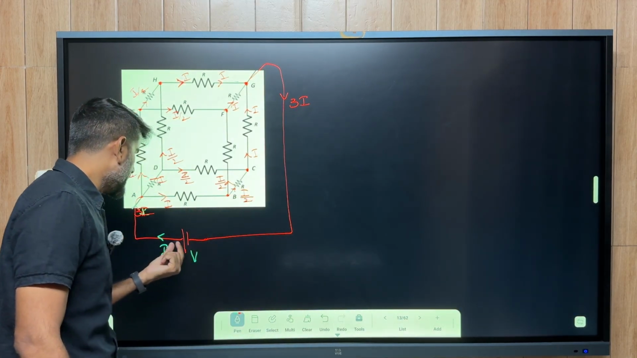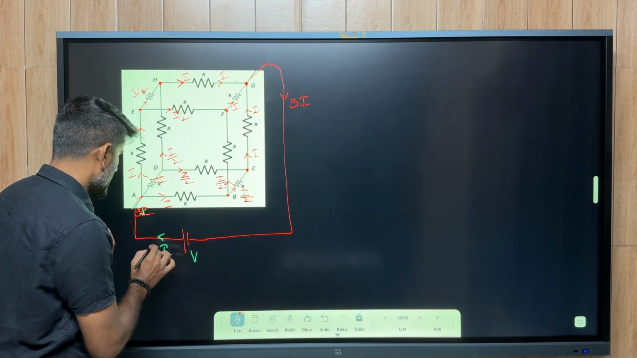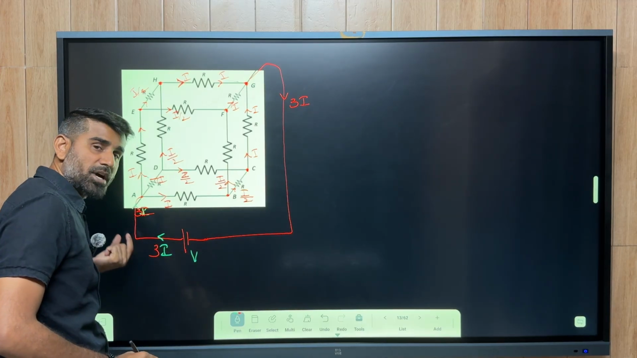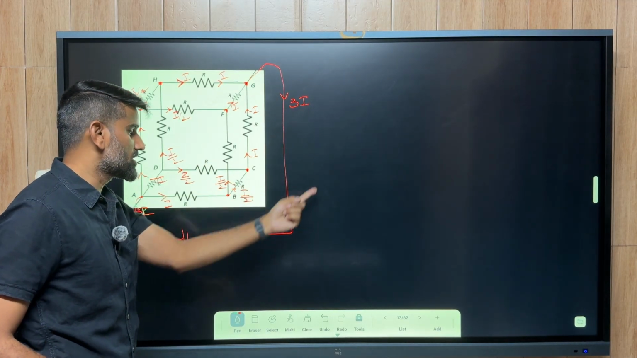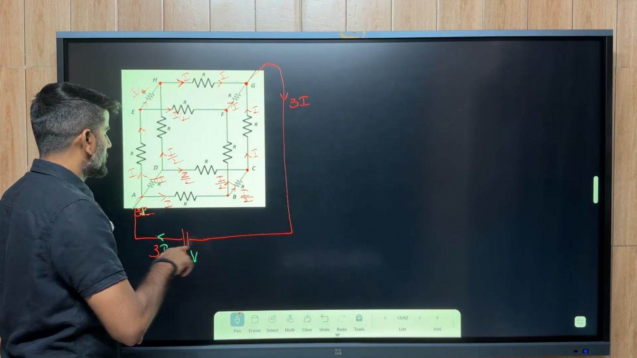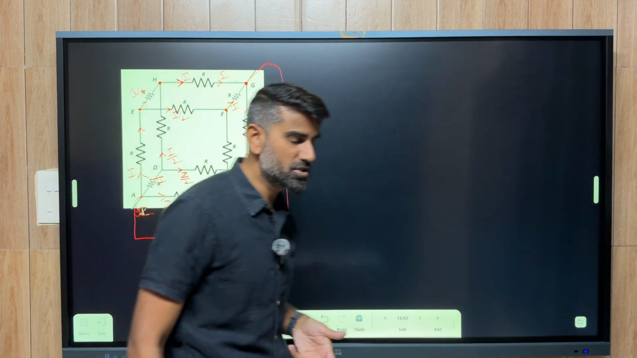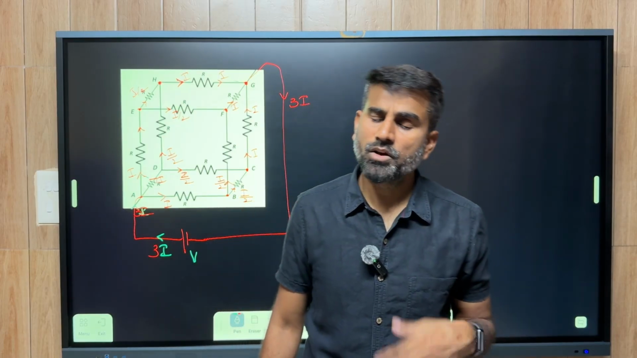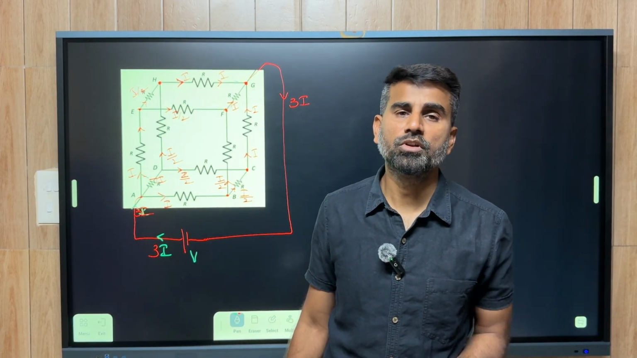Whatever current is leaving the battery, as I've already told you, the total current leaving the battery is just equal to the current entering the battery. So the circuit is completed. The current division is also completed. Now we will take any one loop to solve it.